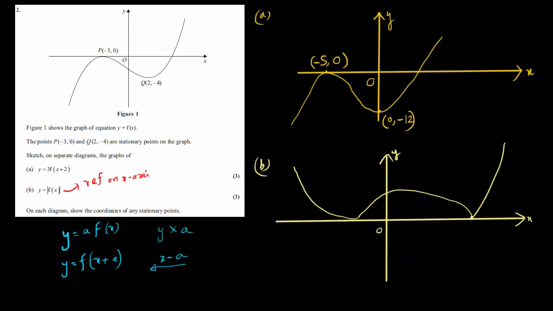So this was the turning point. So previously it was 2, minus 4. Now it would be 2, 4 because the negative is now positive. And this is minus 3. This is the same. Nothing changed really. So this is minus 3, 0.